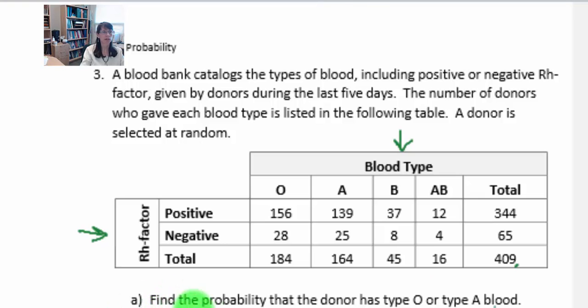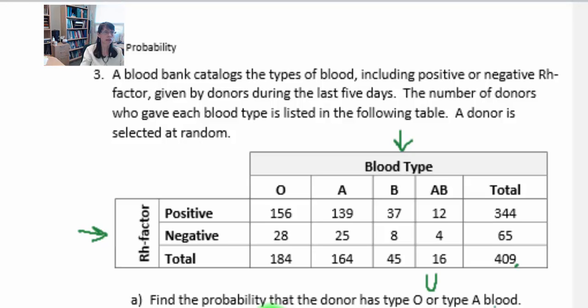For part A, we're going to find the probability that the donor has type O or type A blood. The word OR indicates the union of these two events. Each of the blood types itself is an event. So we have event O, event A, event B, and event AB. The other events deal with the Rh factor. One event is positive Rh, the other is negative Rh. So we are looking for the probability that blood type O is in union with blood type A.